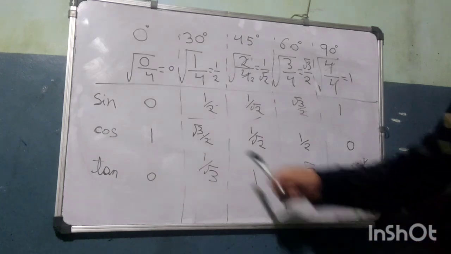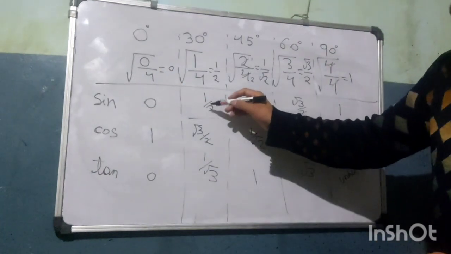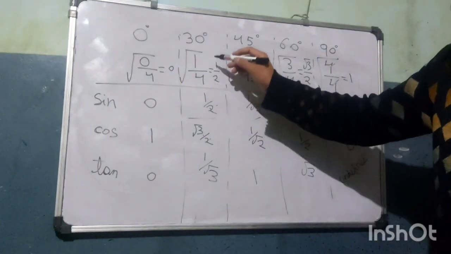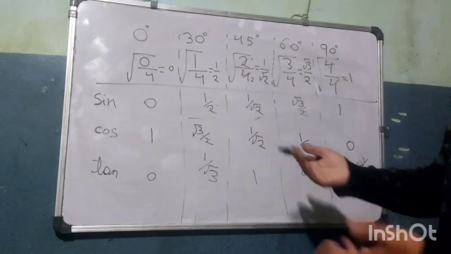Then cosec is the opposite of sin. Cosec 30 is 2 by 1.